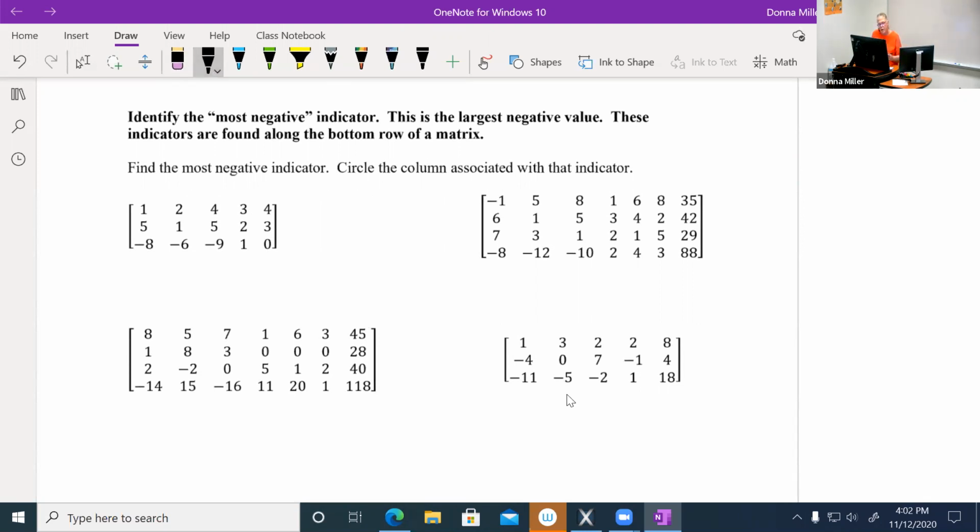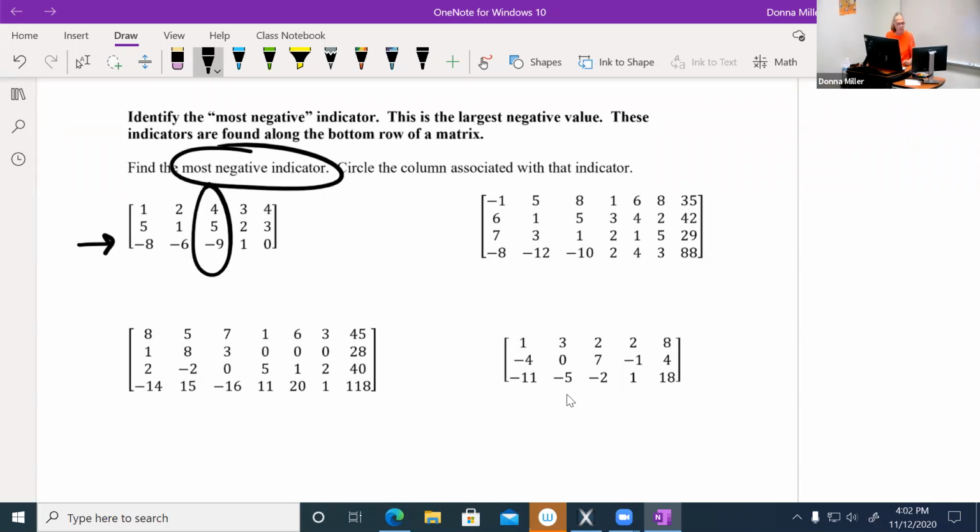And basically what you do is you go down here and you look at the bottom row, all right? And you are going to find the number on the bottom that is the most negative. All right, so if I look at this, the most negative number is -9. That's my pivot column. All right, so this is what we call the pivot column. It's the most negative on the bottom, only on the bottom. We're only looking at the bottom row.